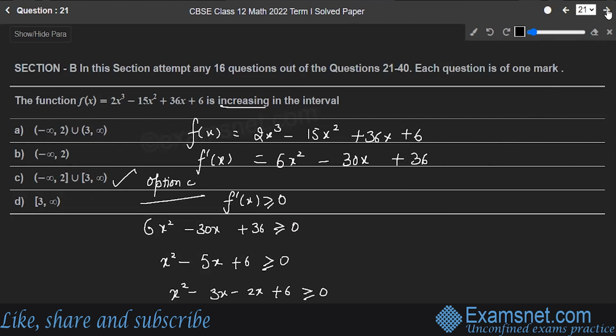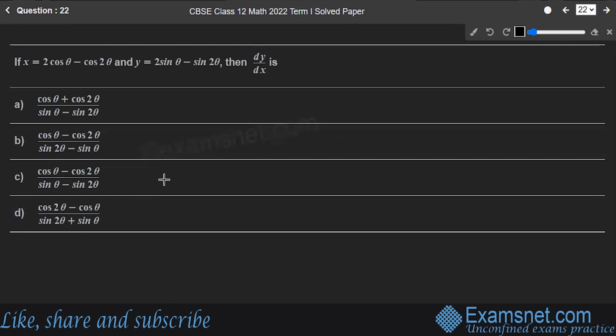Option C is the correct answer. Hope you understood that. So next is question number 22. You are given x is equal to 2 cos theta minus cos 2 theta. Let's write it down. x is 2 cos theta minus cos 2 theta, and y is equal to 2 sin theta minus sin 2 theta. You have to find out dy by dx.